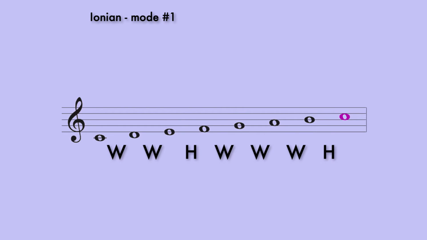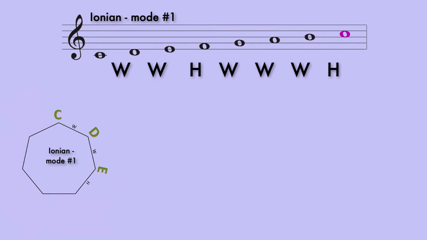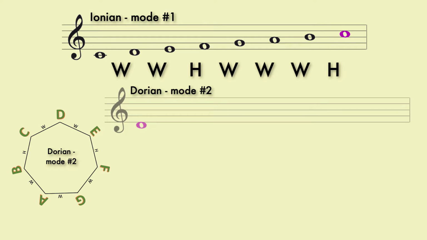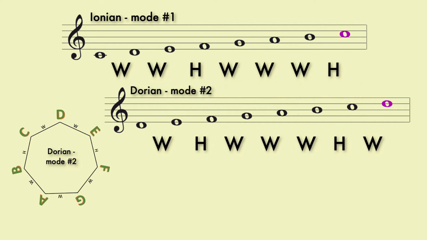To understand the rest of the modes, plot the notes and intervals of this Ionian mode around a wheel, and then turn the wheel forward by one note. This gives us the second mode, Dorian. It's the exact same collection of notes, but with a different central pitch. Because of this, the intervals of the mode are quite different from the parent Ionian mode. The Dorian formula is whole, half, whole, whole, whole, half, whole. Give it a listen.